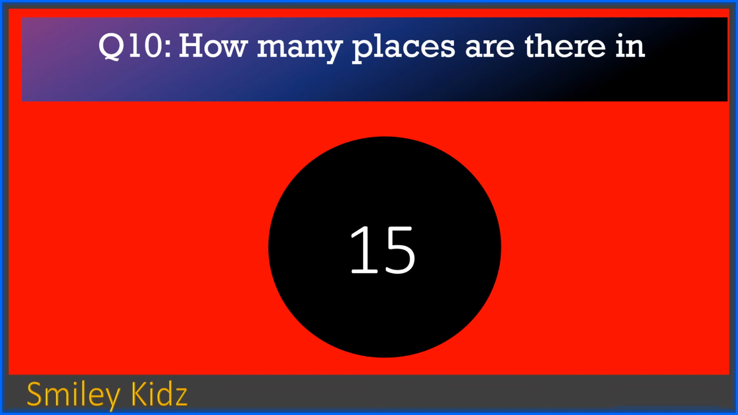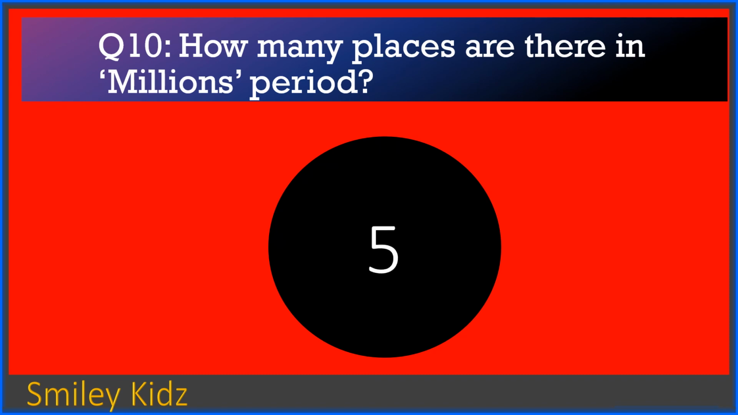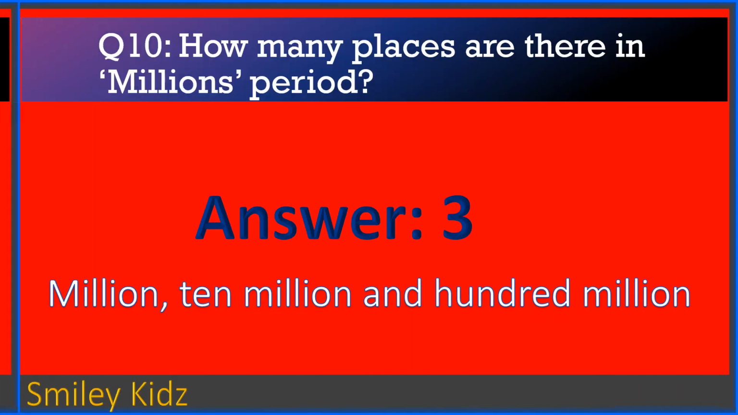Moving to question number 10. How many places are there in millions period? Your time starts now. Your time is up. And the right answer is 3. There are 3 places in millions period. They are million, 10 million and 100 million.